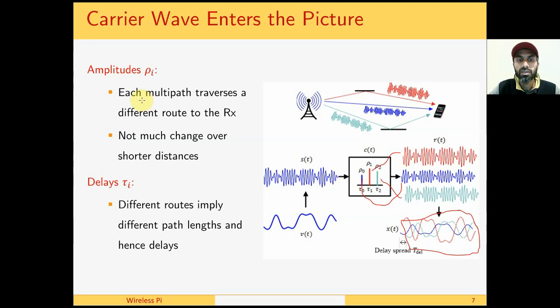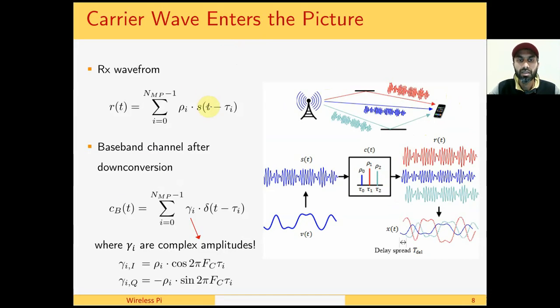It is important to note that each multipath traverses a different route. However, owing to the large scale fading, over shorter difference in distance, there is not much change in their amplitude. However, the delays which arise from different path lengths have a profound impact on their magnitude, as we will shortly see. We can say that the 3 paths had 3 different amplitudes, rho i, and 3 different delays, tau i. After down conversion, these real amplitudes turn into complex amplitudes, the reason of which we will see next.